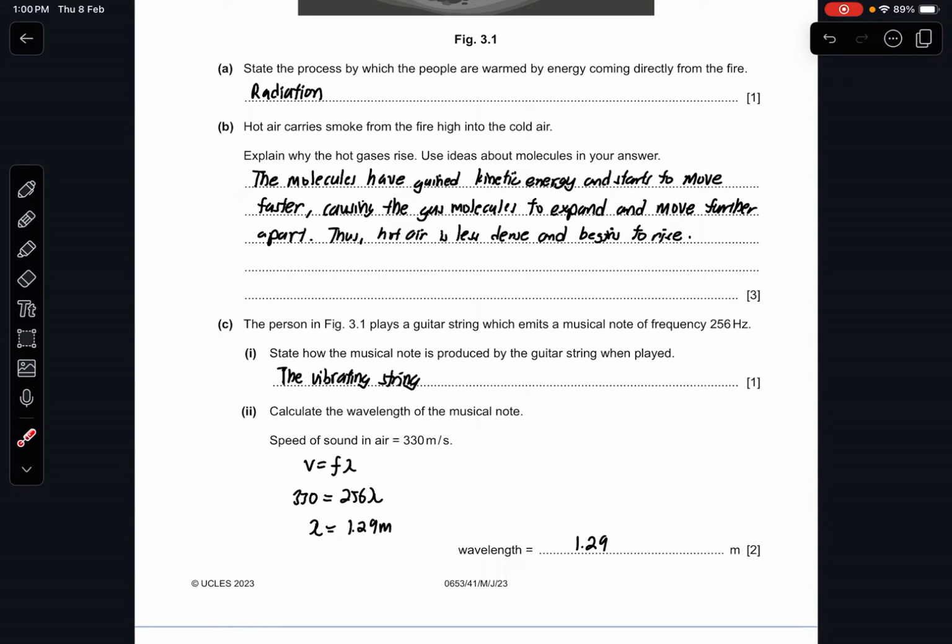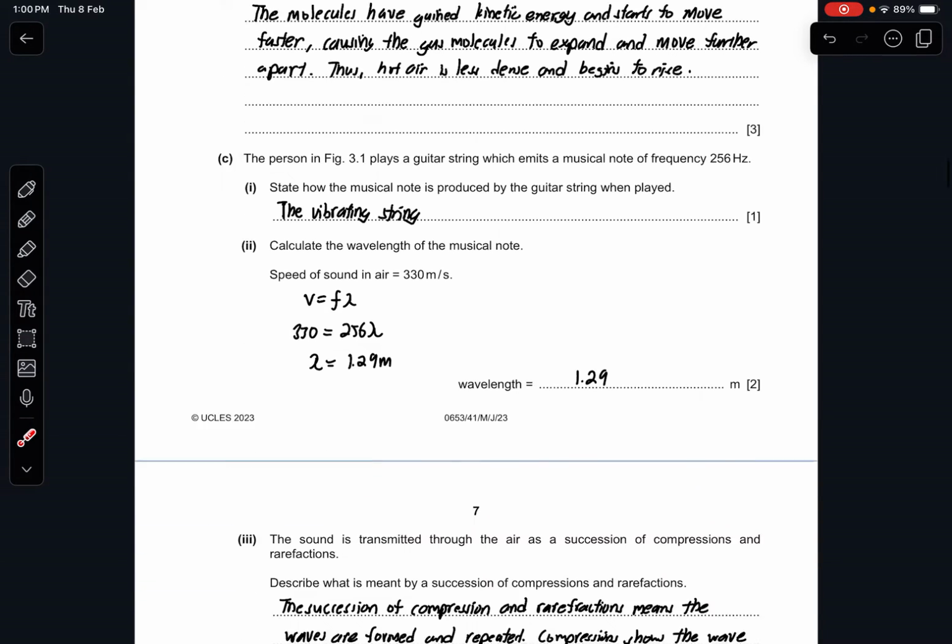C. The person in figure 3.1 plays a guitar string which emits a musical note of a frequency 256 Hz. Part 1. State how the musical note is produced by the guitar string when played. So it's by the vibrating string. Part 2. Calculate the wavelength of the musical note. Speed of sound in air is 330 meters per second. So we use the formula v equals f lambda. v is the speed of sound, f is the frequency, lambda is the wavelength. So just sub in your formula and you get lambda equals 1.29 meters. So your answer is 1.29.